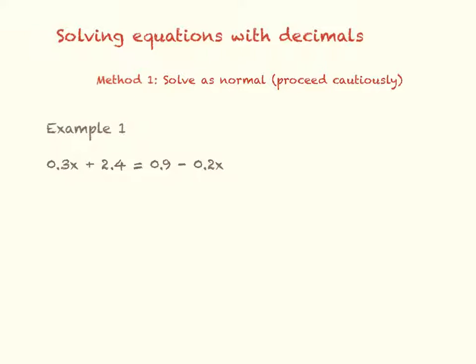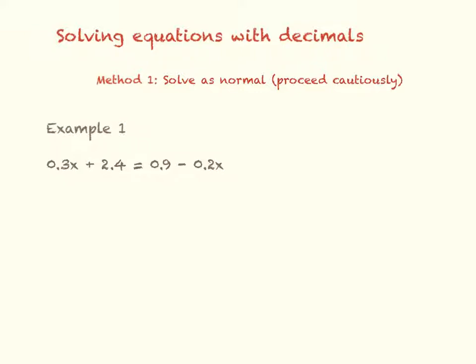Something like this here: 0.3x plus 2.4 equals 0.9 minus 0.2x. It looks like the equations that we were doing before, but now there's decimals in there. We're going to tackle them just as we would before, but take our time and be careful. Our goal is to get x by itself, and to balance this out, I'm going to choose to move the minus 0.2x.